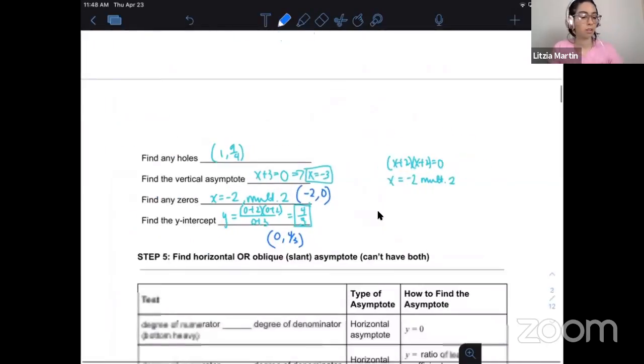Any questions on those examples we just looked at?